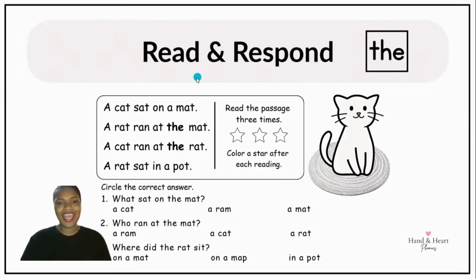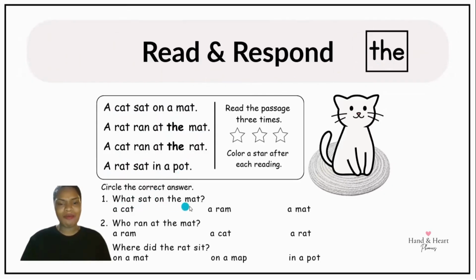Now that you have read the passage 3 times, let's answer some questions. Remember that this is the word the. I'm going to reread the passage and then I will ask you some questions. A cat sat on a mat. A rat ran at the mat. A cat ran at the rat. A rat sat in a pot.